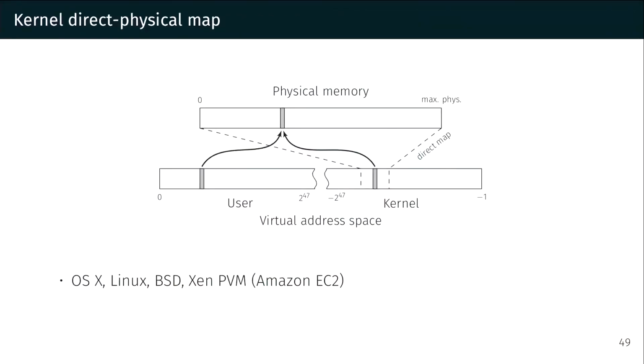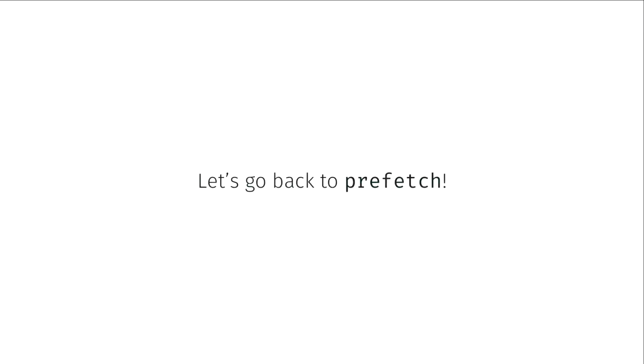In addition, there's also the kernel direct physical map. And what does this mean? It's implemented on many operating systems like OS X, Linux, also on the Xen hypervisor and BSD, but not on Windows. What it means is that the complete physical memory is mapped in additionally in the kernel memory at a fixed offset. So for every page that is mapped in the user space, there's something like a twin page in the kernel memory, which you can't access because it's in the kernel memory.